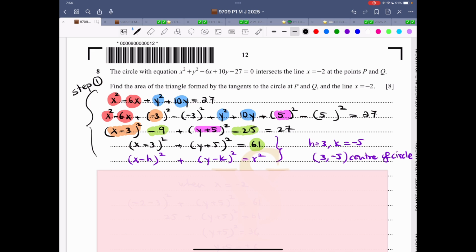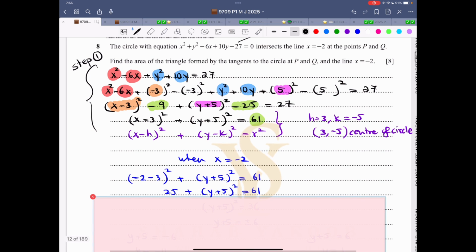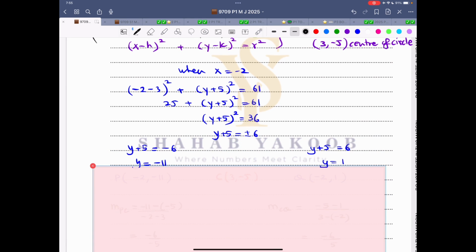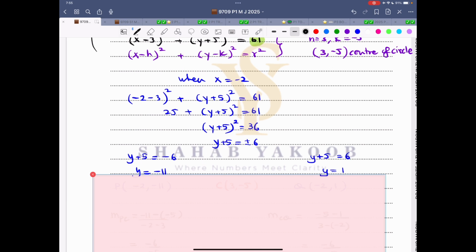So that is step number 1 that we have done. We have gone from the general form to the completed square form by completing the square. So we have found the center of the circle. Now, what are we interested in? We are interested in the tangents, the gradient, and things like that. So now when x is equal to -2, that is this point over here, we find the y coordinate. You don't have to plug into the original equation, you plug into the standard form. We plug it into the completed square format of the circle equation. That will make life easier for us.